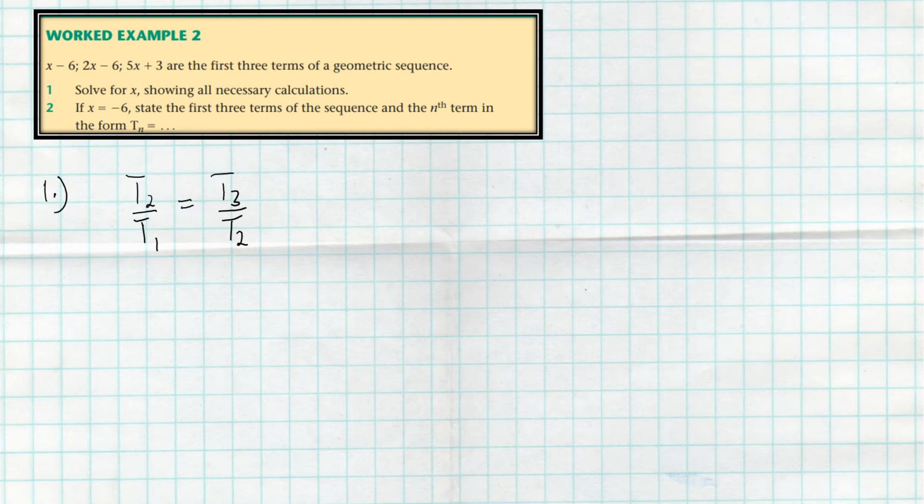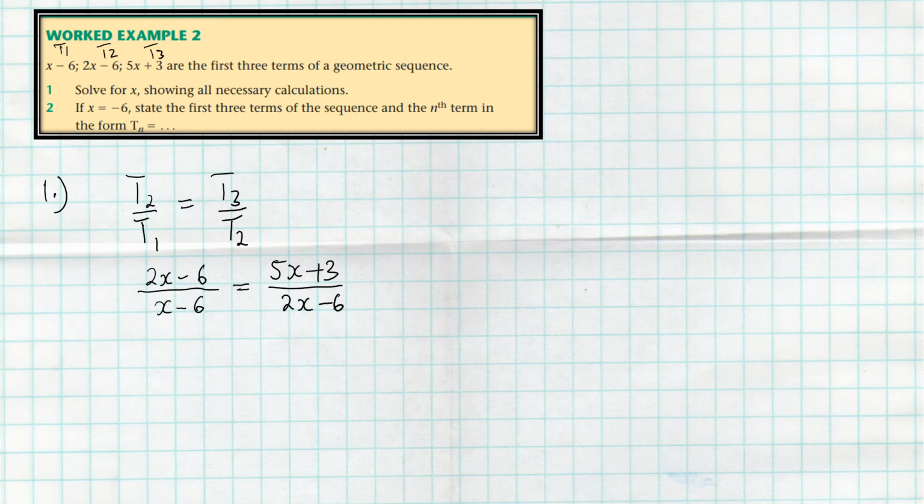So that is a ratio. When we say the ratio is a common ratio, you equate your common ratios because they are the same, they are common, you see. So now, what is our term 1? It is this one, term 2 is this one, term 3 is this one. What is our term 2? Our term 2 is 2x minus 6 divided by term 1, which is x minus 6, equated to term 3, which is 5x plus 3 divided by term 2, which is 2x minus 6.